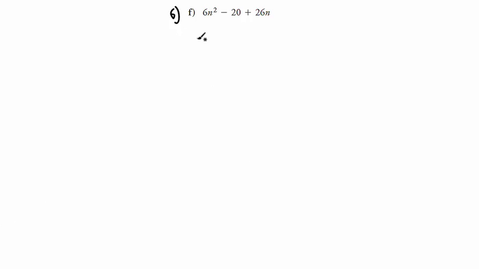Okay, for 6f, notice just like in 6e, these two terms are switched. Remember, when we factor, we're used to the form where there's a degree 2 variable and then a degree 1 variable and then no variable. So when we put that into that form, we have 6n squared plus 26n minus 20. Now we can factor. This is the form that we factor in.